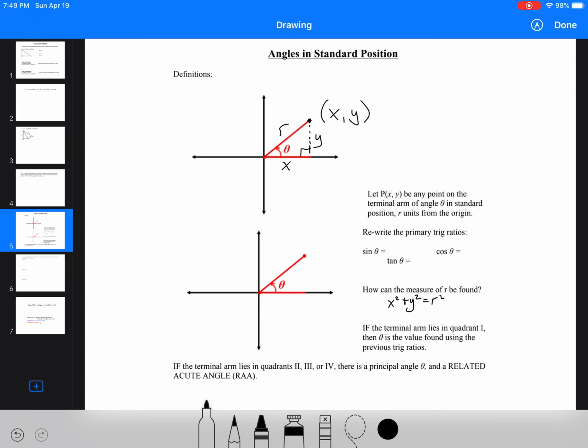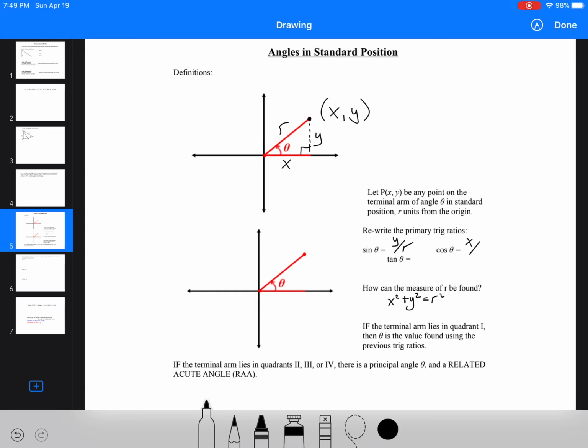If it's -6, it's becoming +6, so positive 36. If it's -5, it's becoming positive 25. R is always going to be a positive value because it's just a scalar. Okay, so when we're rewriting our trig ratios here, sine is going to be opposite over hypotenuse, so we've got y over r. Cos is x over r. And tan is y over x.